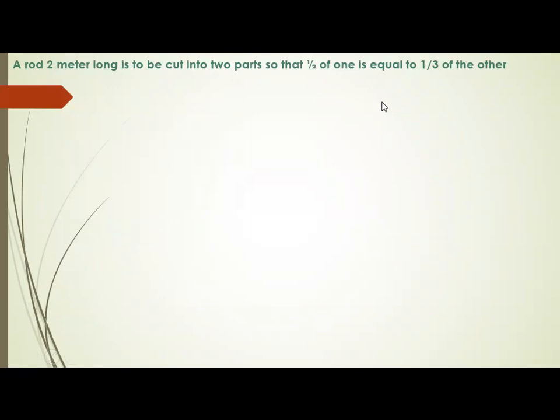Now, Afra, read the question with me. A rod 2 meter long is to be cut into two parts so that half of one is equal to one third of the other. Here, a rod is given to you. What is the length of this rod? 2 meter long, is to be cut into two parts.